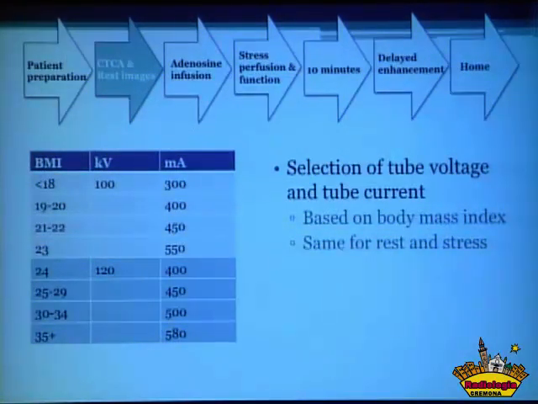Next, we select the tube voltage and current for the individual patient, and we do this based on body mass index. We use the same tube current and voltage for the rest and stress scans. And this is one area that's constantly changing. These tube current and voltage are much higher than we use for our standard coronary angiograms at the moment. And for our coronary angiograms, we're using an iterative dose reduction algorithm for the reconstructions as well. We're not using that for the perfusion studies to date.